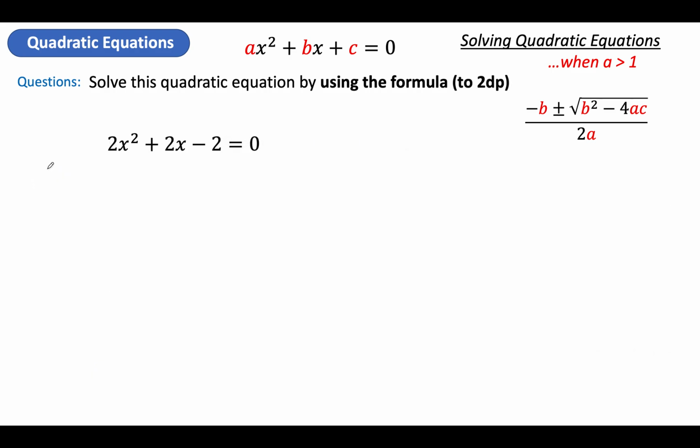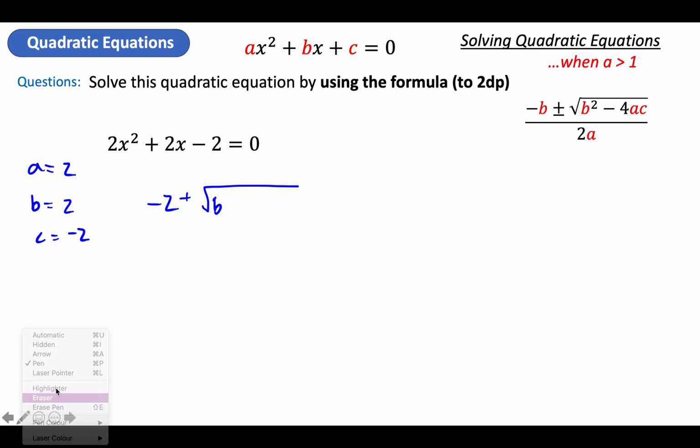I'll go a bit quicker this time. I'm just going to write out the equation twice in full. First of all, let's write out what A equals, what B equals, and what C equals. A is 2, B is 2, and C is negative 2. So if I was writing out my equation, it would be negative 2 plus, let's do it once with plus, once with minus, and we've got B squared. Why am I writing B? I know what B is. I don't need to write B. Foolish man.